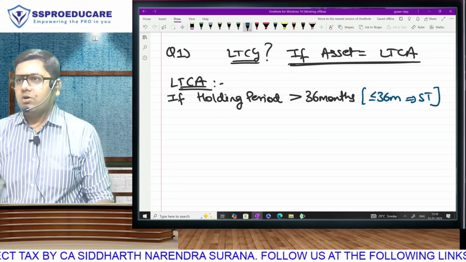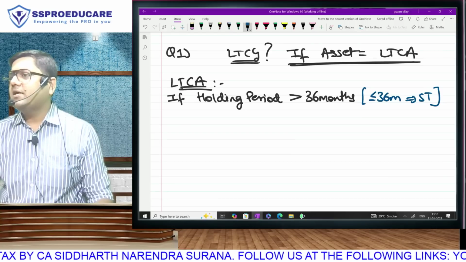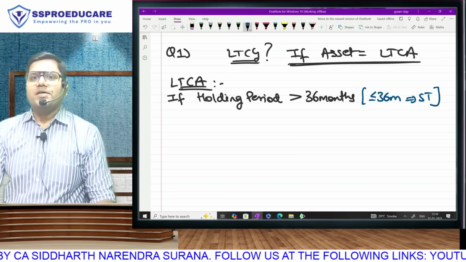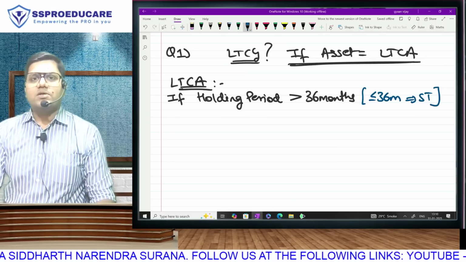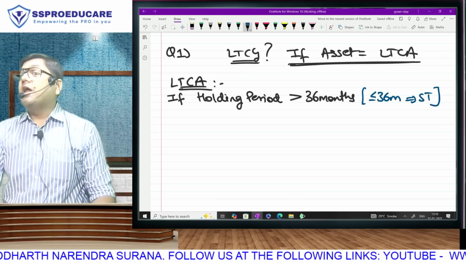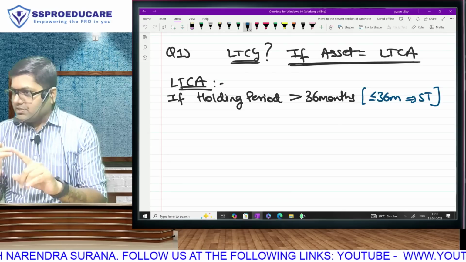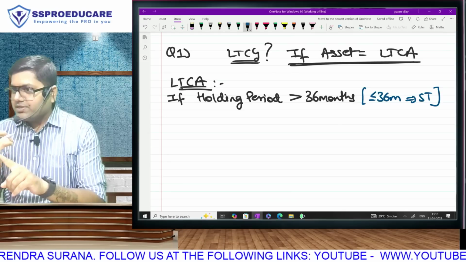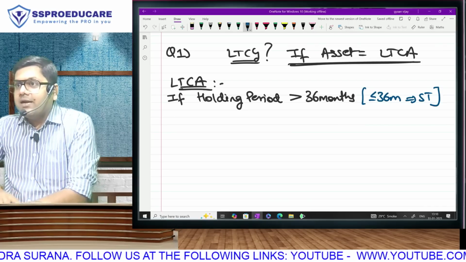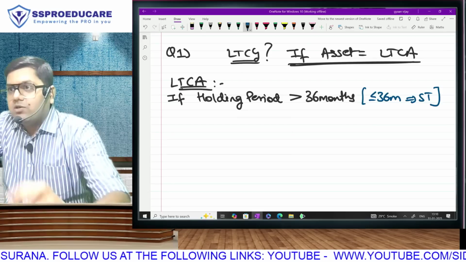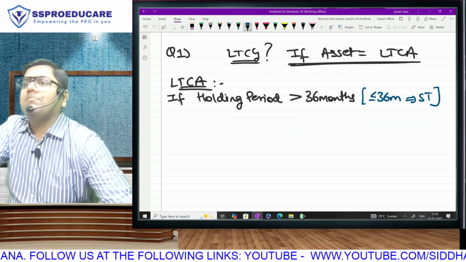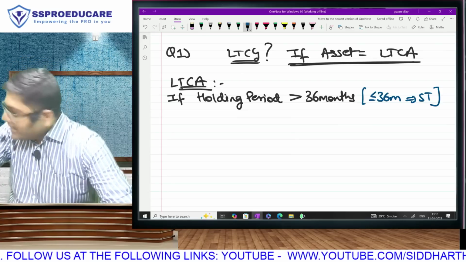Any asset will become long term if the holding period is greater than 36 months. So less than 36, short term. Equal to 36, short term. Now if you hold an asset, now the picture will become clear. So one thing please understand, when you are in the CA final batch, I am going to ask you this question. When will gain become long term? When asset is long term.